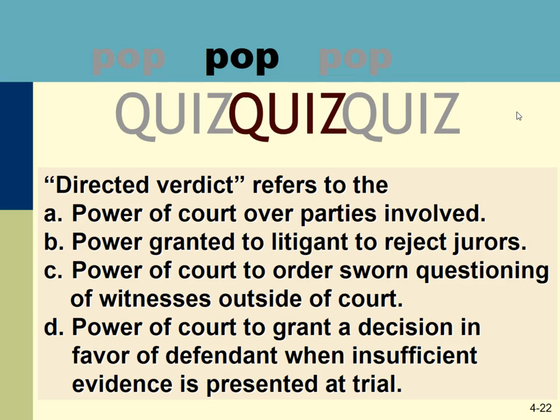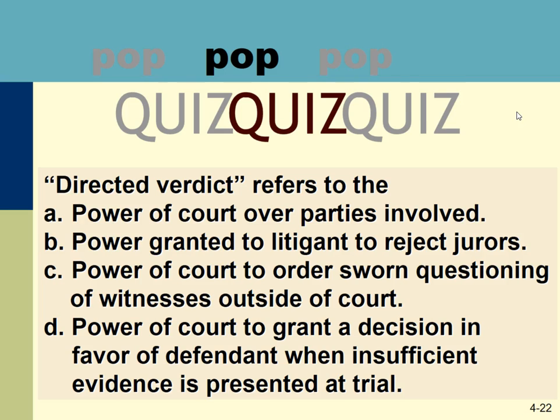Okay, here's a quick pop quiz for you. A directed verdict refers to: the power of the court over parties involved; the power granted to litigant to reject jurors; the power of a court to order sworn questioning of witnesses outside the court; the power of a court to grant a decision in favor of the defendant when insufficient evidence is presented at trial. What is the correct answer?